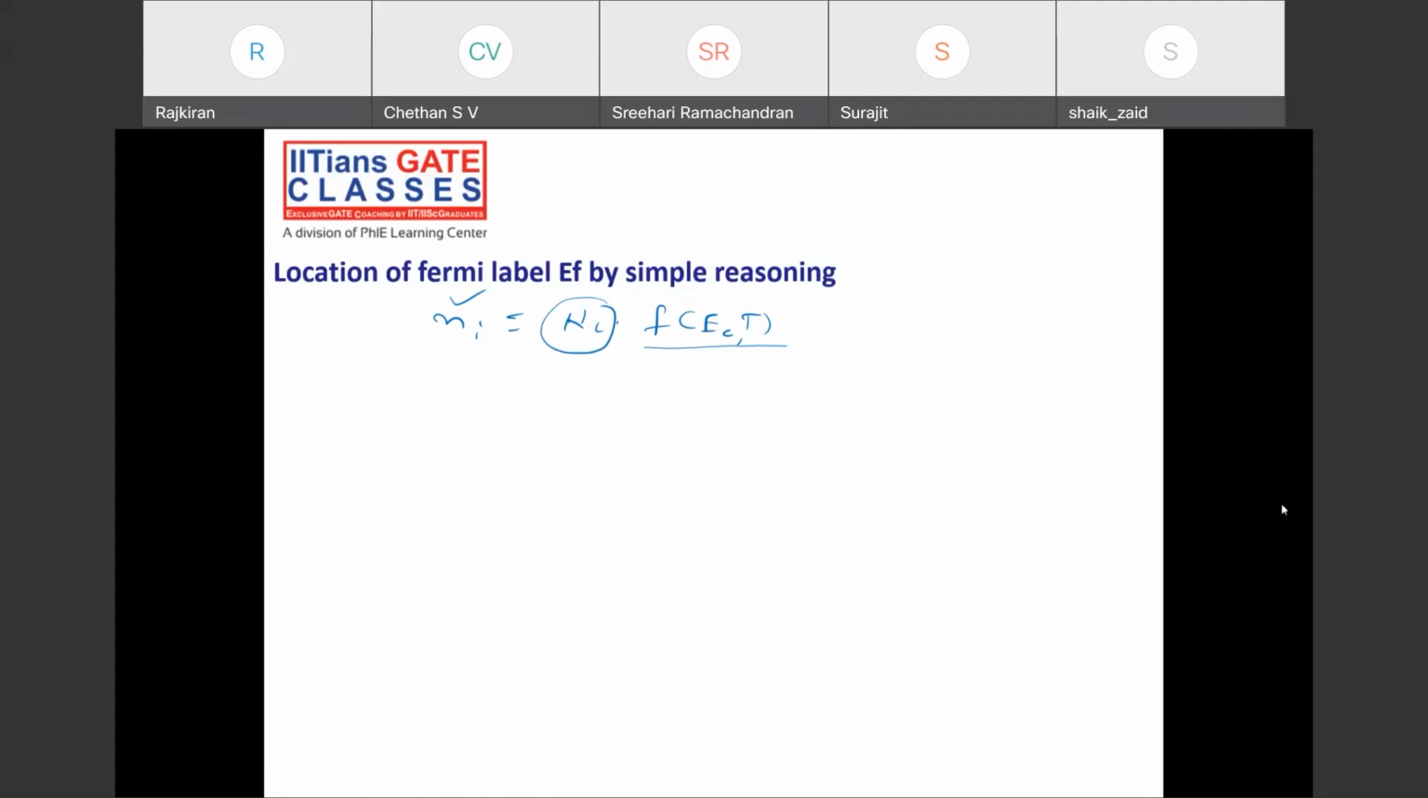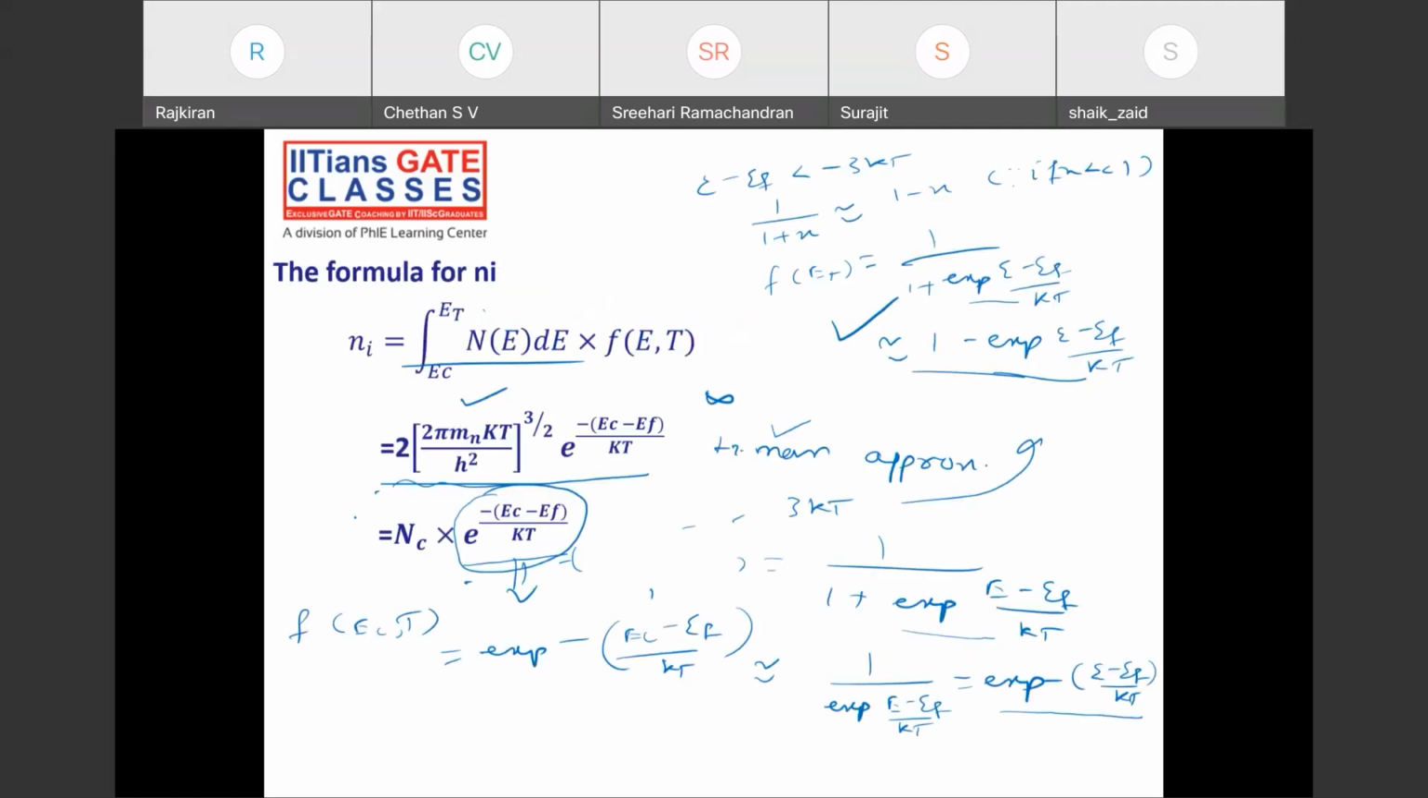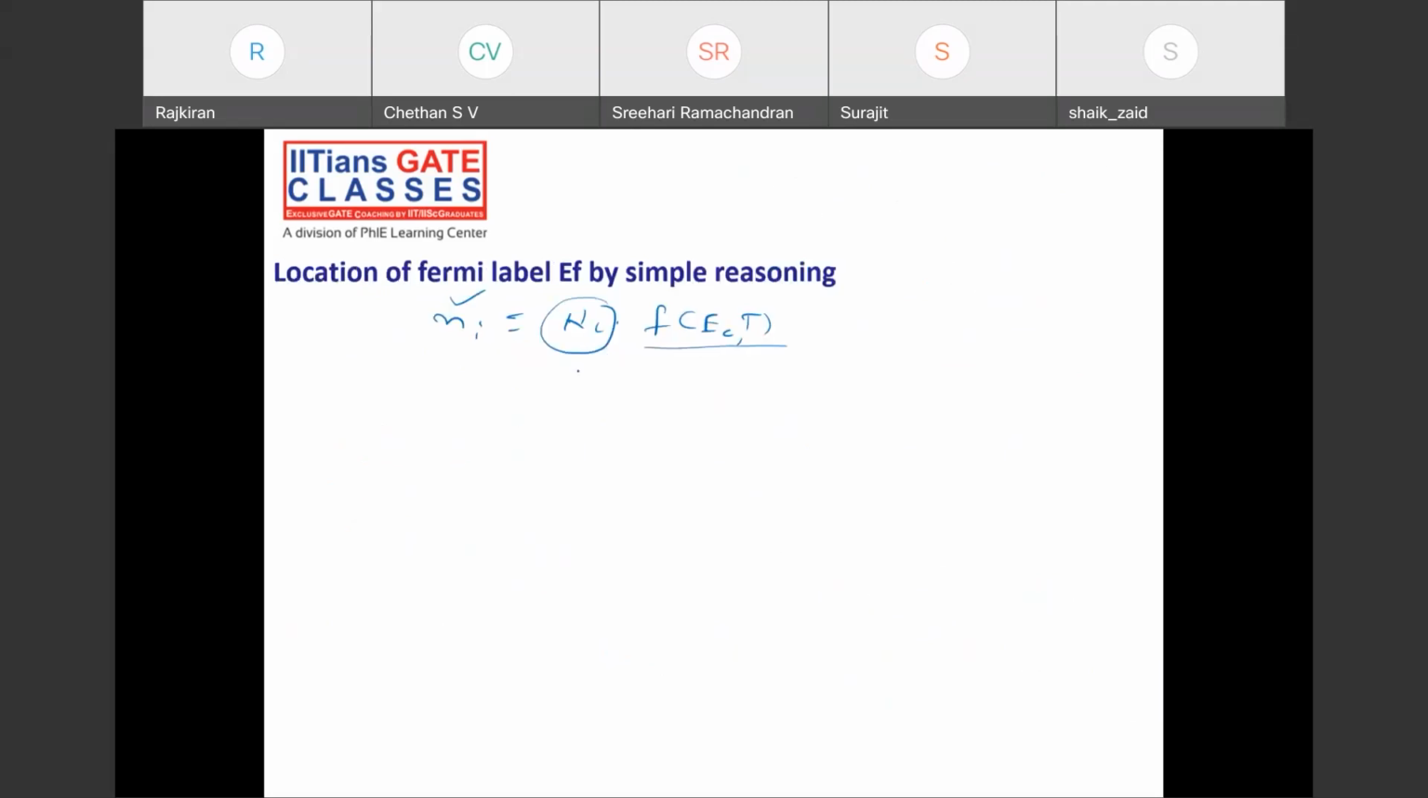So what I am telling is, you got NC multiplied by F(EC), right? So this is my concentration of electrons in the conduction band at any temperature. NC, I want to tell something about NC. NC is called the effective density of states, like I showed you effective mass. This is called the effective density of states at the conduction band edge.